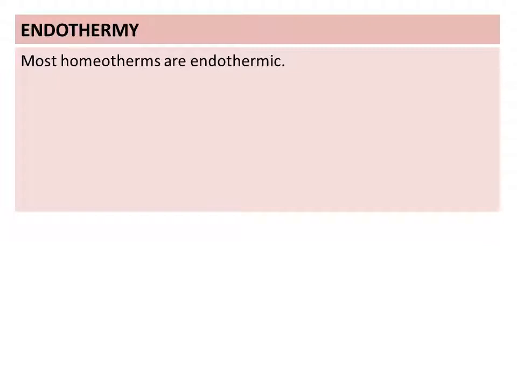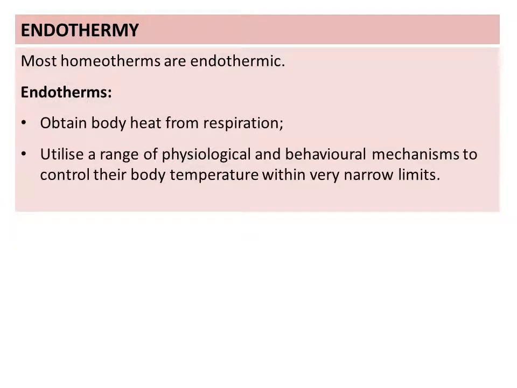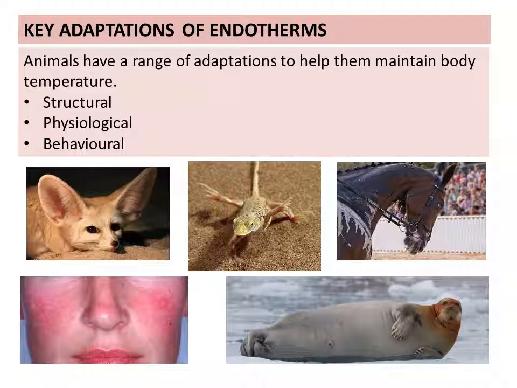Now most homeotherms use endothermy as their means of keeping their body temperature the same. So endotherms obtain their body heat from respiration. This will use a range of different physiological and behavioural mechanisms to supplement that activity to control their body temperature within very narrow limits. So here are some key adaptations of endotherms.